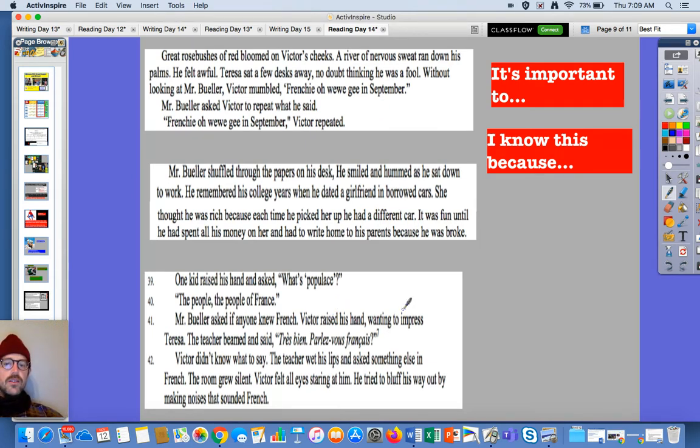So these are three different parts in the story. And I'm thinking that this author is trying to tell me something. What are they trying to tell me? Well, I notice that Victor sort of feels like a fool here when he's trying to speak French. I notice that Mr. Bueller here remembers when he tried to date a girl and kind of pretended he was somebody else until he had to write his parents and ask for more money. I see here where Victor is trying to, again, pretend that he knows French, but he's running into some problems. So maybe I could say it's important to be yourself.